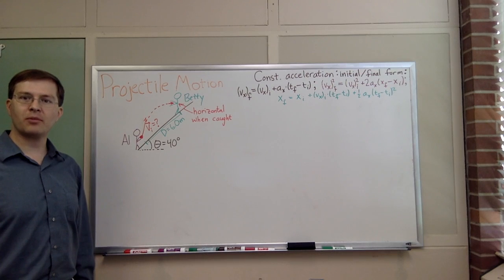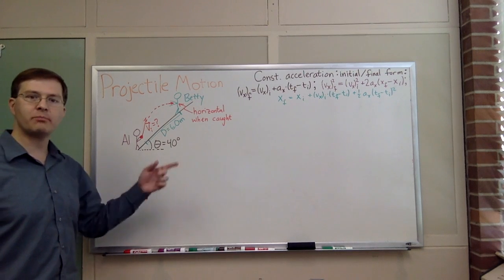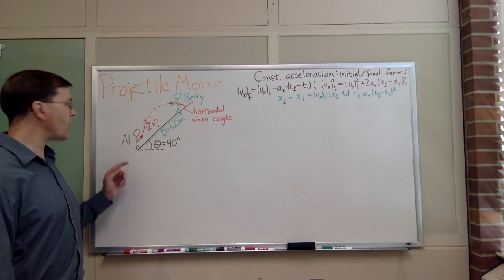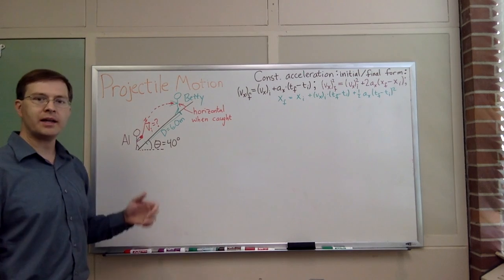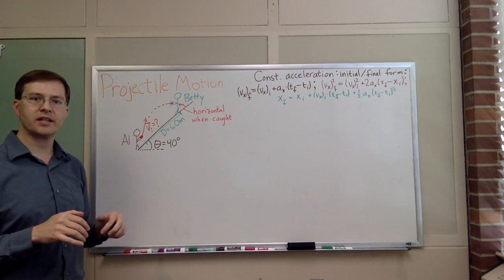I want to do an example of applying our physics problem-solving strategy to a situation with projectile motion. In particular, I've got a story here. Al and Betty are on a hike in the mountains, and Al throws a water bottle up in the air toward Betty, and Betty catches it perfectly horizontally when she catches it.